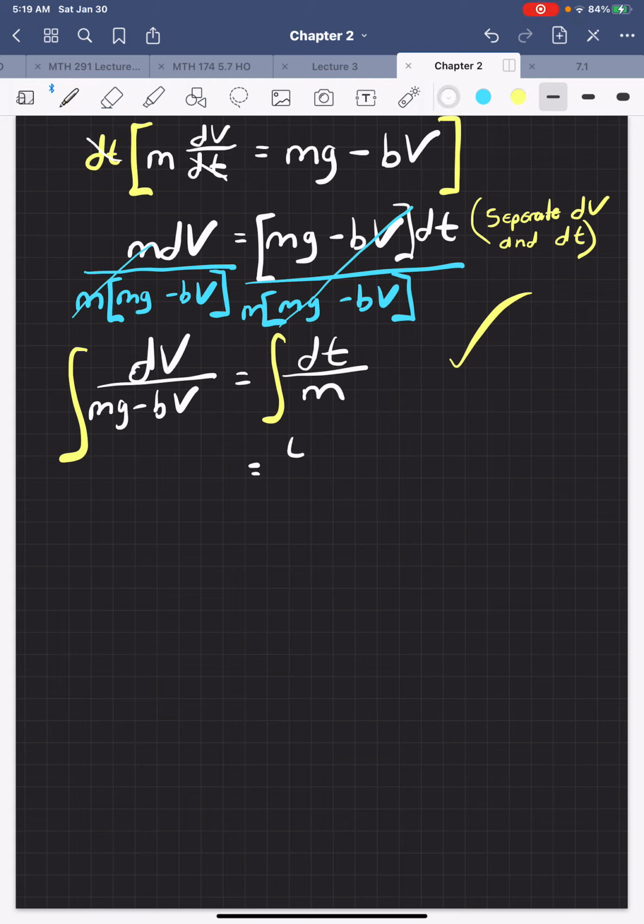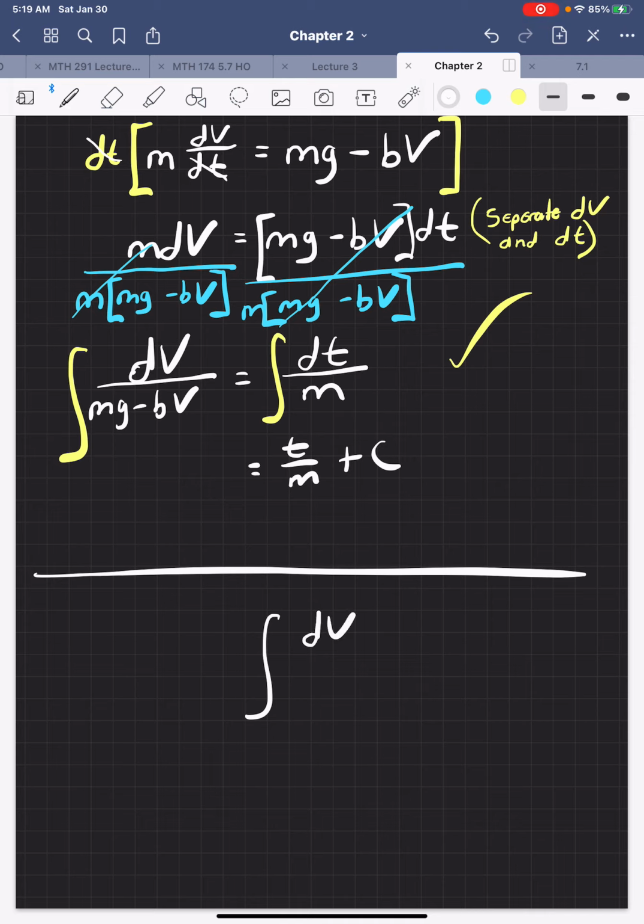So t over m plus c. All right, and now what we're going to do is focus on integrating dv over mg minus bv. Well, what we can do is simply use u substitution here. So we can let u equal that whole denominator. And now I want to take du.